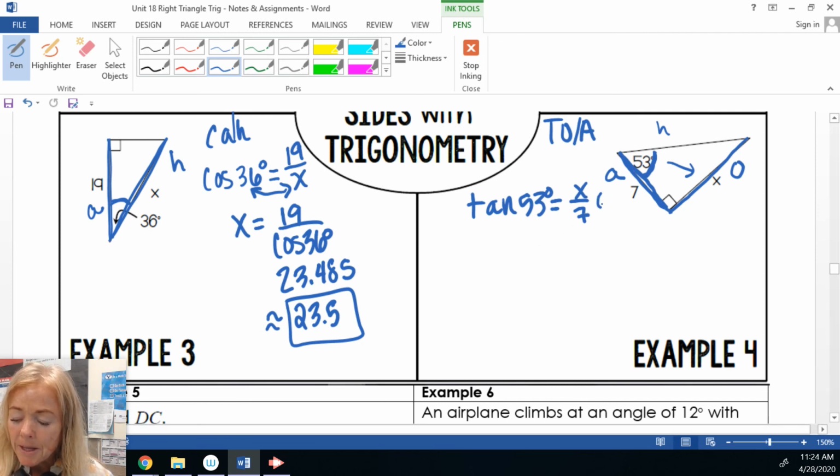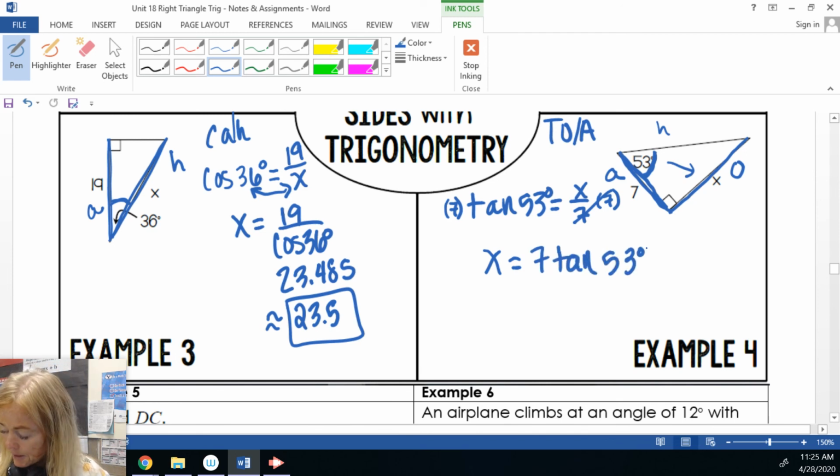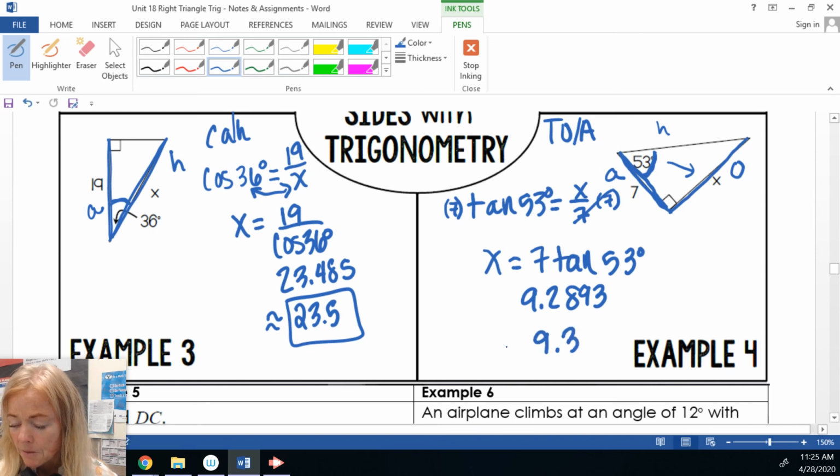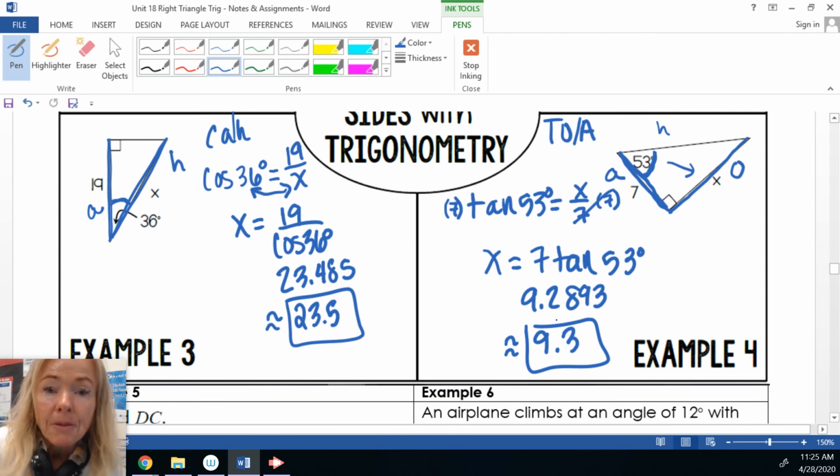This one is a multiplier. You just multiply by 7 since the number is on the denominator. So those divide out. We are left with x equals 7 times the tangent of 53. And if we put that in the calculator, we get 9.2893, which approximately is 9.3. All right. And that's how you figure out those sides.